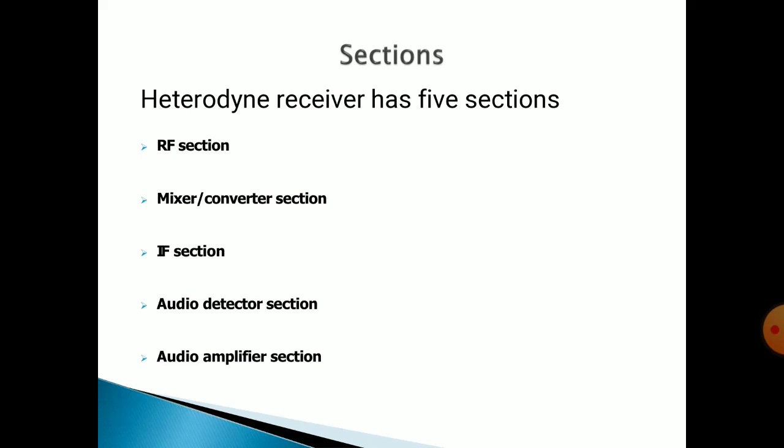These things we have already seen: the superheterodyne receiver consists of 5 sections: the RF section, mixer section, IF section, audio detector and audio amplifier section.